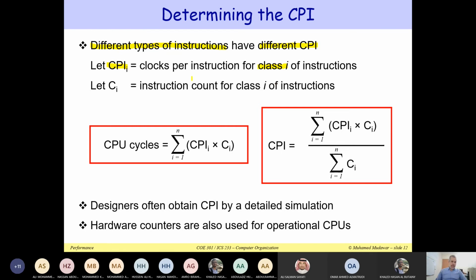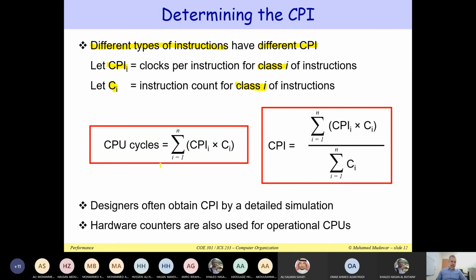And then in my program I can actually have the count here, C sub i. This is the count of instructions for class i of instructions. For example, C1 will be the count of ALU instructions. C2 might be the count of the load instructions. C3 might be the count of the store instructions. So these might have different counts inside my program. So just count the instructions. This is the meaning of C sub i.